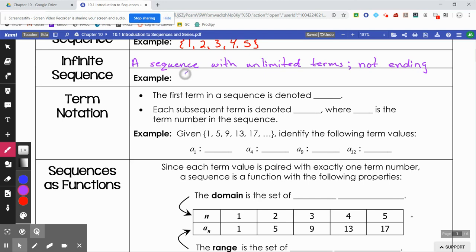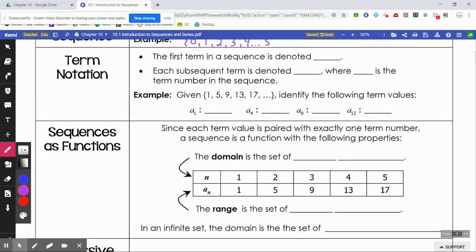And an example of that would be 0, 1, 2, 3, 4, dot, dot, dot. And you have that dot that shows you that it goes on forever. That would be the sequence of all the whole numbers. That would be an infinite sequence.